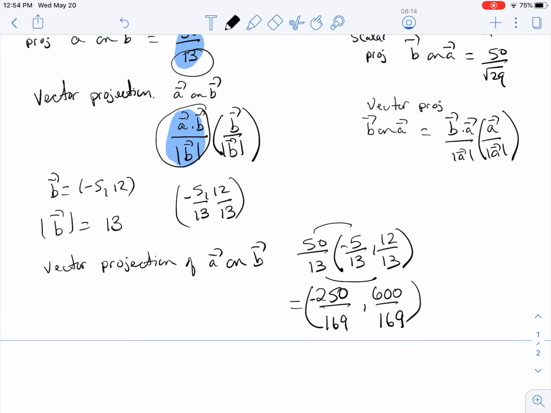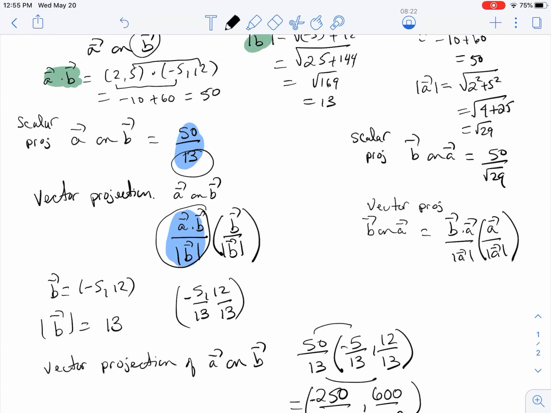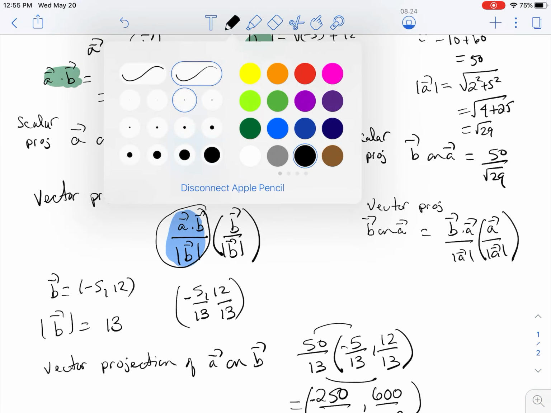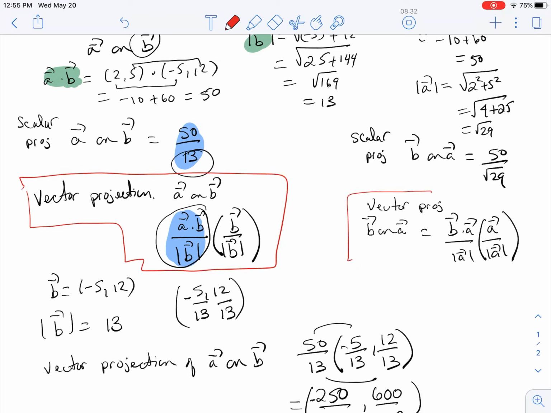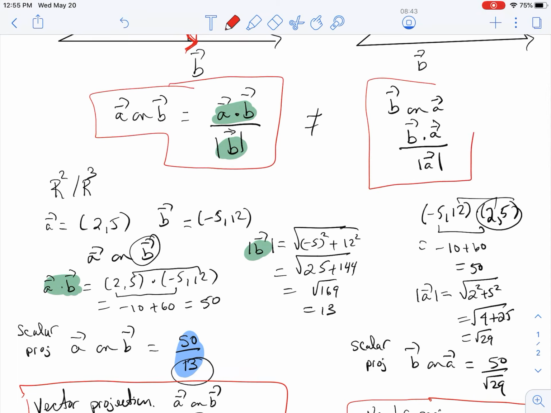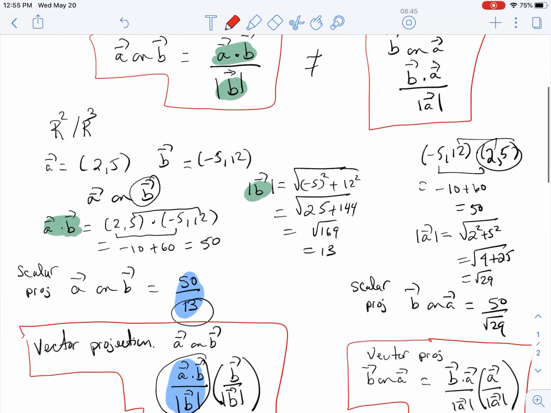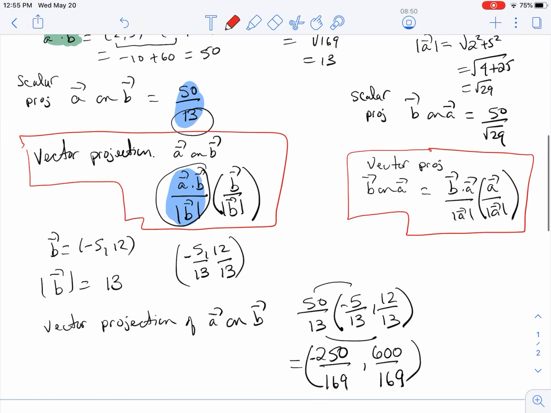So again, you've got two parts: the scalar projection and the vector projection. If you're looking at what you're going to use, this is what you're going to use for the vector projection of A on B, and this is what you're going to use for the vector projection of B on A. And this is what you're going to use for the scalar projection of A on B and the scalar projection of B onto A.